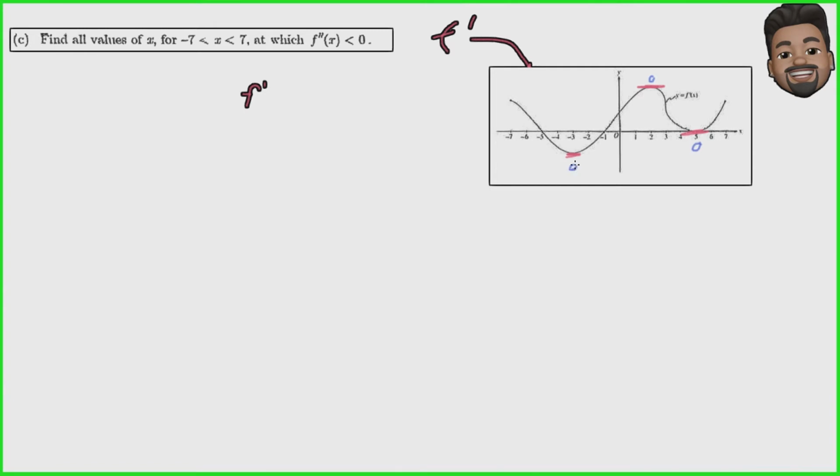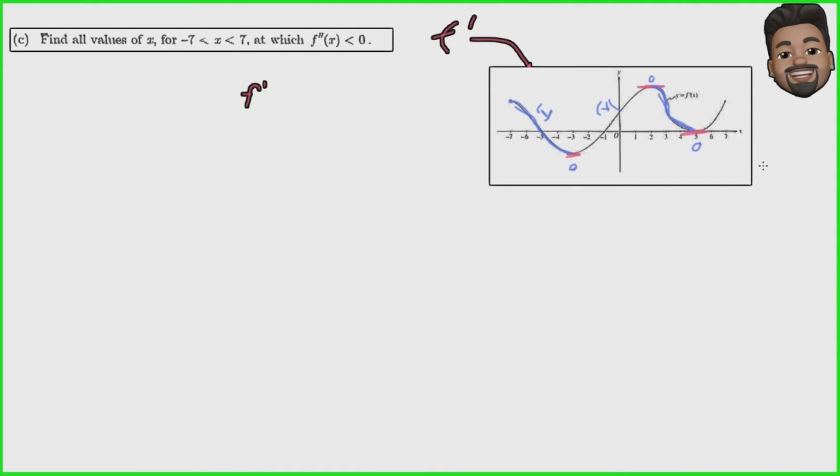So where do I have negative slope? Well, I have negative slope from -7 to -3. This slope here is negative, right? If I make a tangent line, all of this is negative. All of this over here is positive. And then all of this right here from here to here is negative.